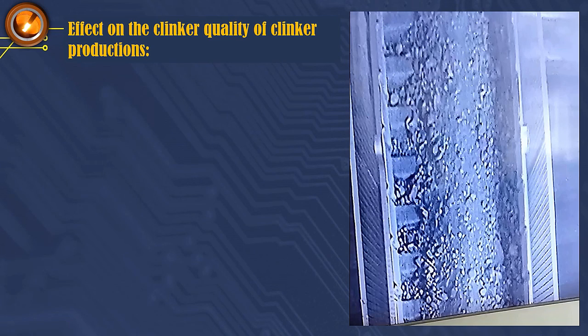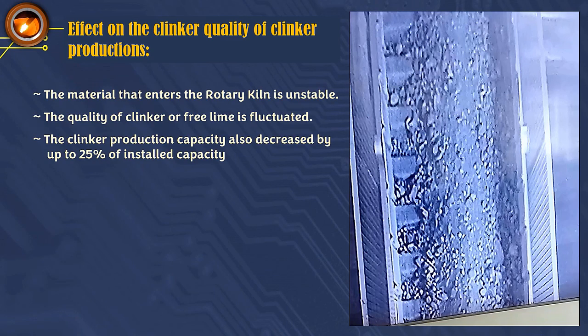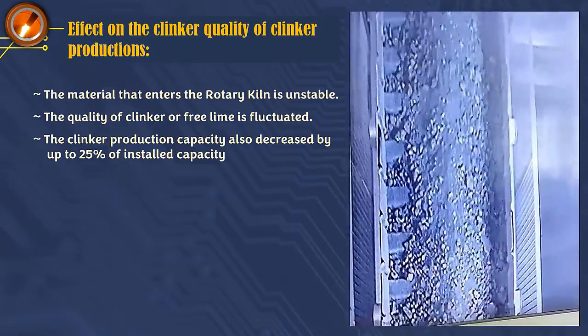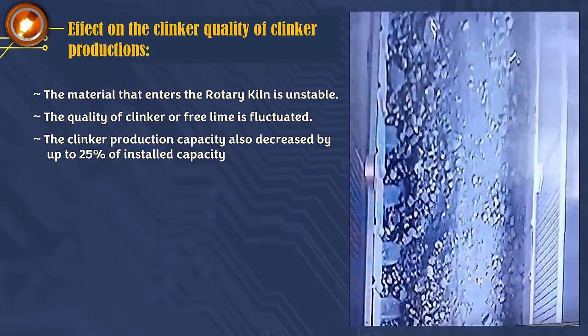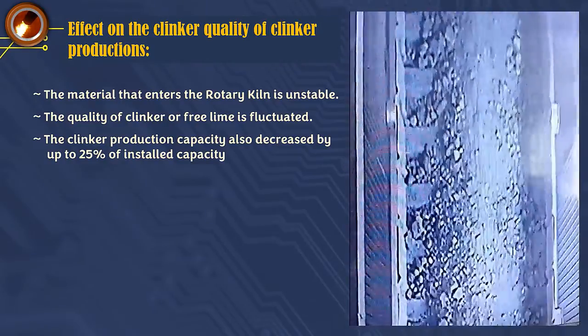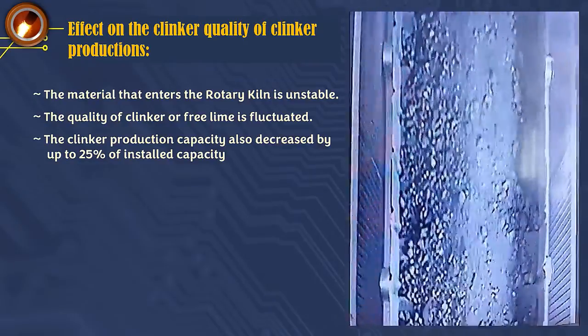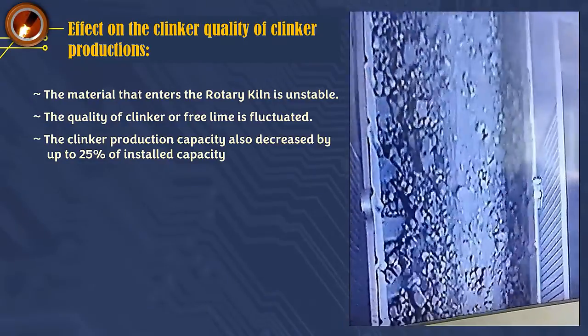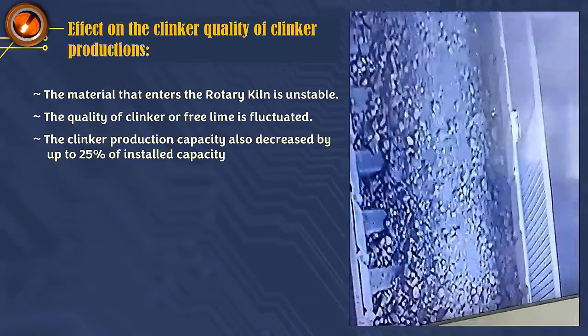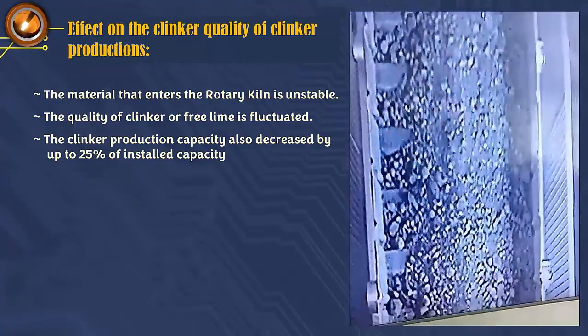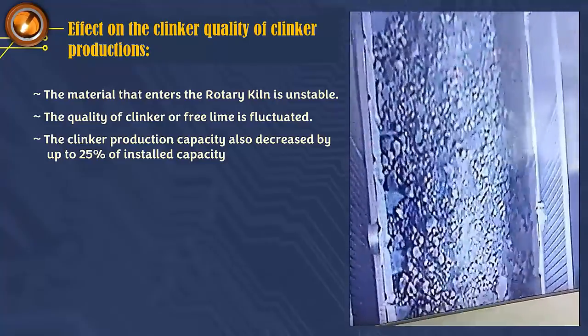Impact on clinker quality. In clinker production, the material that enters the rotary kiln is unstable, making the thickness of the material inside the kiln uneven, sometimes too thick, and sometimes too thin. This causes the combustion process to be unstable, and the quality of the clinker also fluctuates. When the material flow is thin, passing through the sintering zone, the free lime of the clinker is below 1%, and when the material flow is thick, the free lime can be more than 2%.